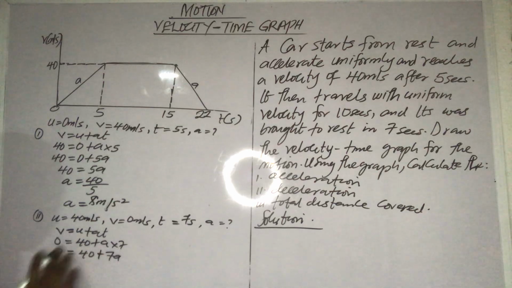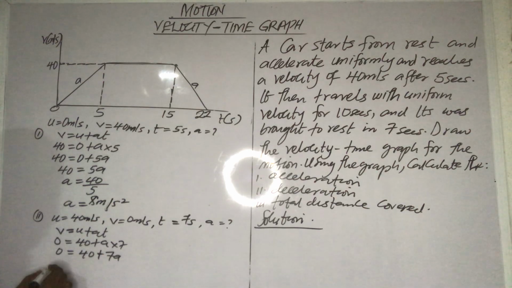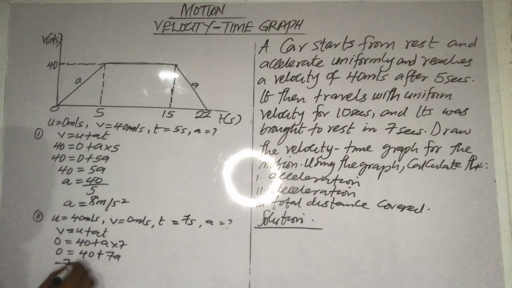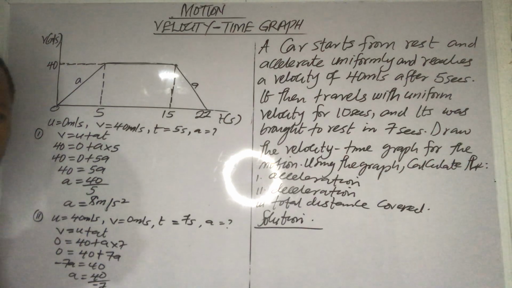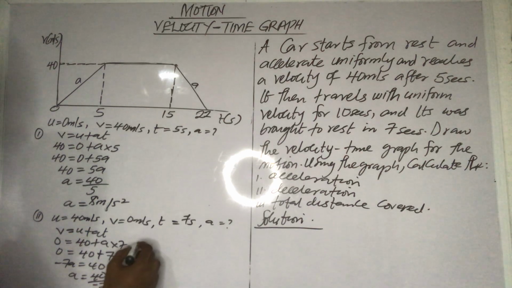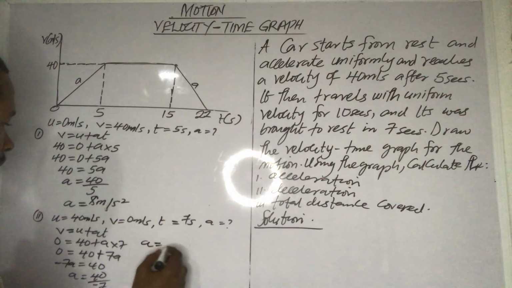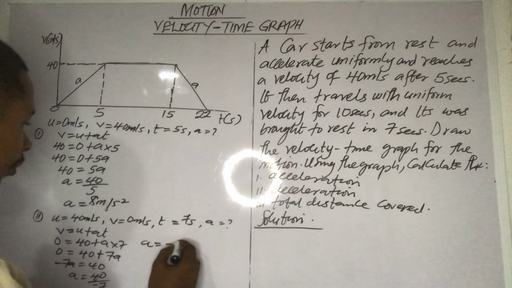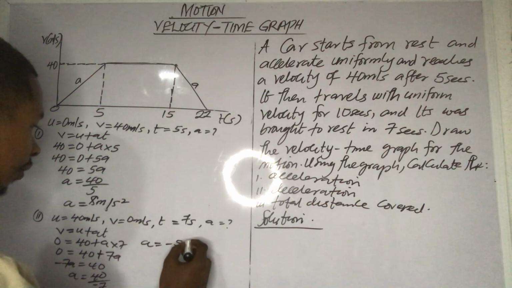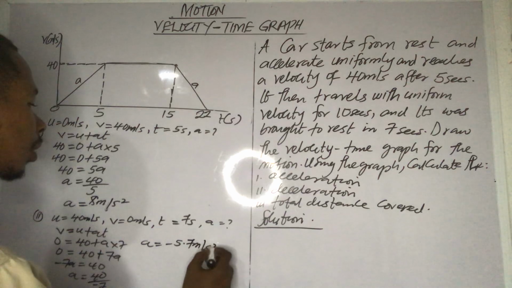Collect like terms rather. Bring this one to this side now. I will have minus 7a is equal to 40. Then a will be equal to, divide both sides by minus 7, 40 over minus 7. So in that case, my a will be equal to 40 divided by minus 7, that's minus 5.7 meters per square second.